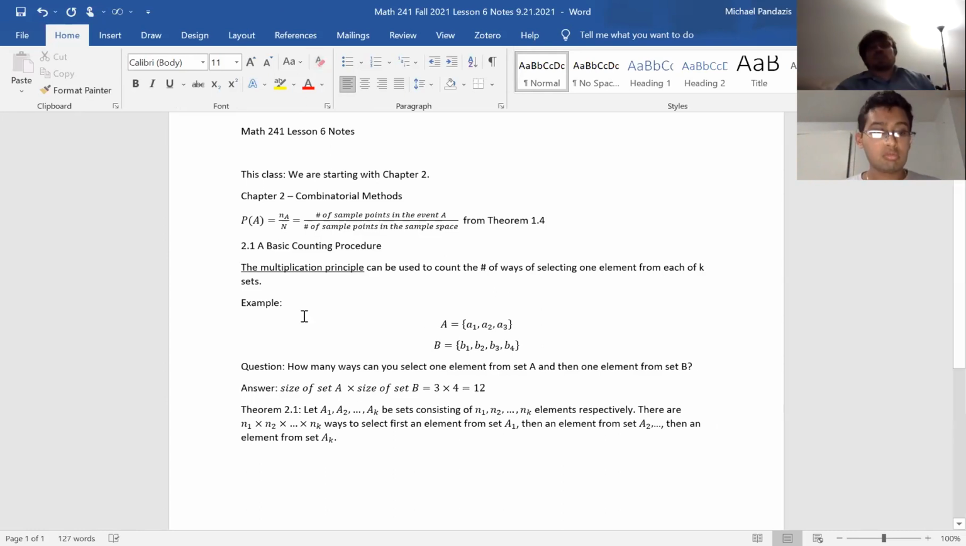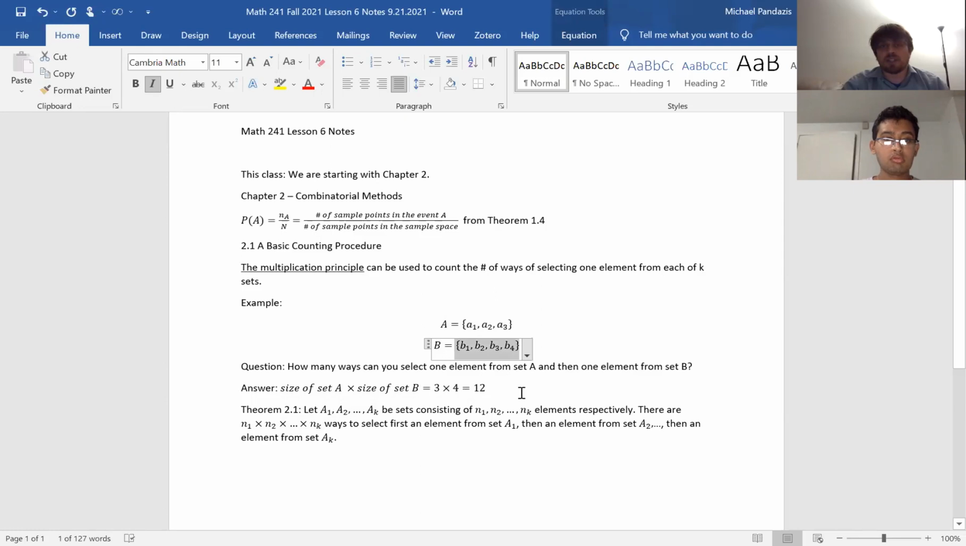Okay, so this is just saying what your intuition would tell you, right? In the case of K equals 2, this says that A1 is set A and A2 is set B. And so counting the number of ways to select first an element from set A1, then from set A2 is multiplying the number of elements in A1 times the number of elements in A2. That's the number of ways to select first an element in A1, then the element in A2.